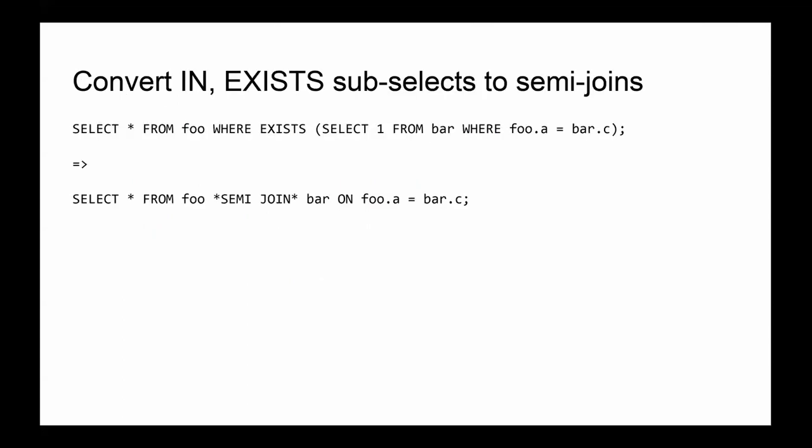So here is a query with an EXISTS sublink. The query is select star from foo where exists (select 1 from bar where foo.a equals bar.c). Actually, we can transform it into a semi-join since it's correlated with the parent query. And also we are able to discard its target list. So it can be transformed to the query select star from foo semi-join bar on foo.a equals bar.c.